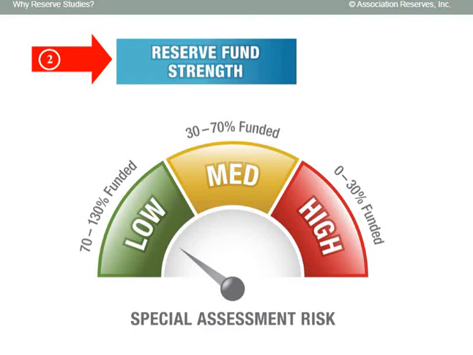In the strong range, 70 to 130% funded, there's a low risk of special assessments. The opposite is true if you go over to the right-hand side of the screen, where you'll see the weak range. What I described on the last chart is the 0 to 30% range, where we find there is a high risk of special assessments among our clients. Most associations in the United States are in the 30 to 70% medium range.